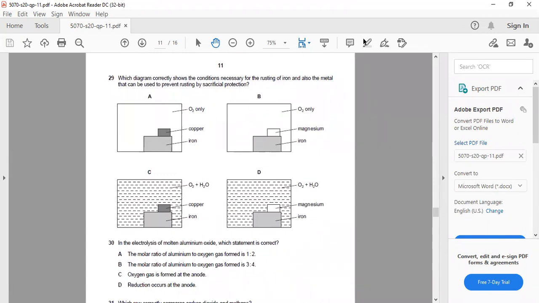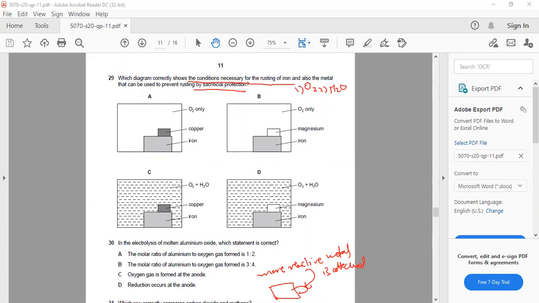29th is about metal. We're studying metal now. Conditions necessary for rusting. What are the two conditions? Oxygen, presence of air, and water. These are the two conditions. And sacrificial protection means a more reactive metal is attached to the less reactive metal.